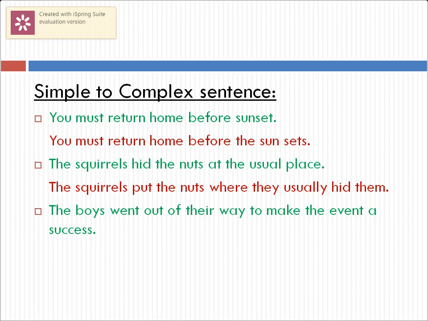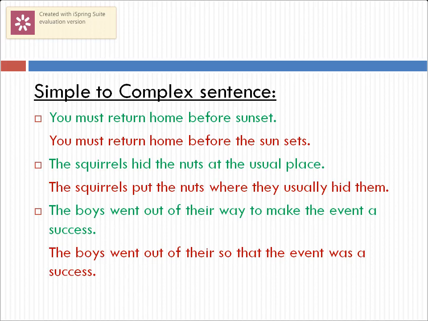The squirrels hid the nuts at the usual place. Now here it's a simple sentence, so we are giving another verb so that we can make it two clauses and also a complex sentence: the squirrels put the nuts where they usually hid them. The boys went out of their way to make the event a success. The boys went out of their way so that the event was a success.